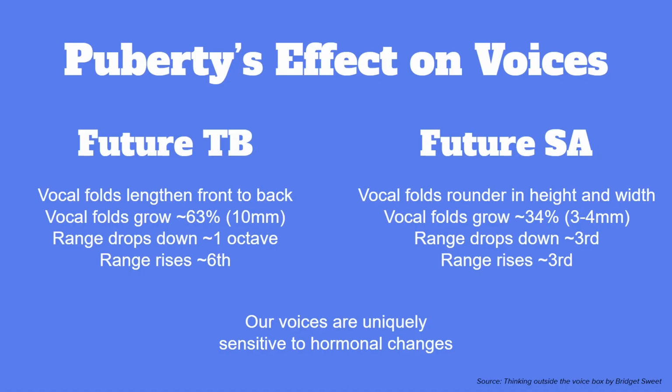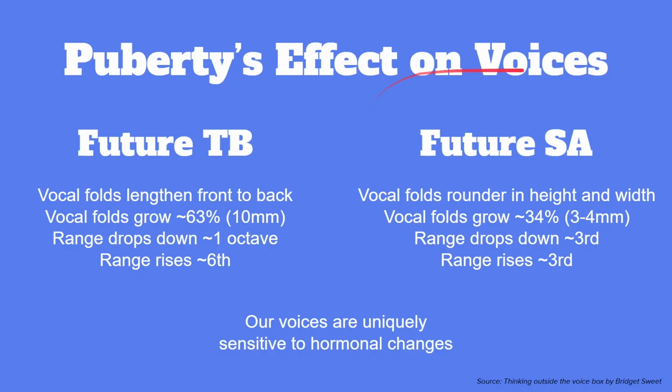Okay, so if you're going to be a future tenor or bass, your vocal folds are going to lengthen front to back. Your vocal folds will grow about 68%, approximately. That's an average. Range drops about an octave, and the range can rise a sixth as well. It drops and rises at the same time, but it drops more than rising, so you end up with an overall lower voice, but the range is expanded.